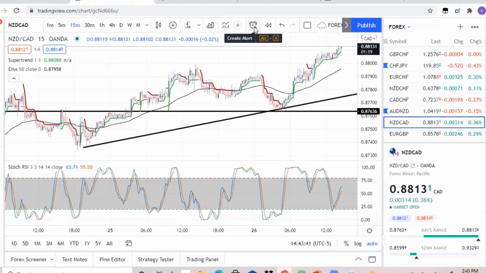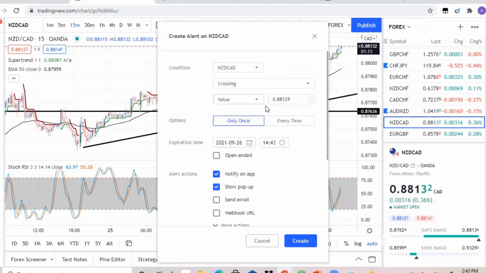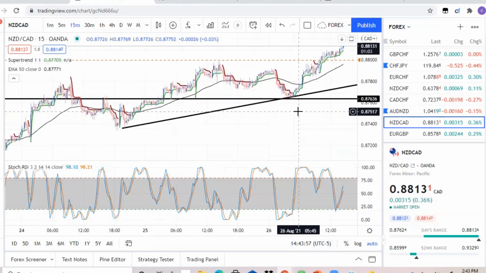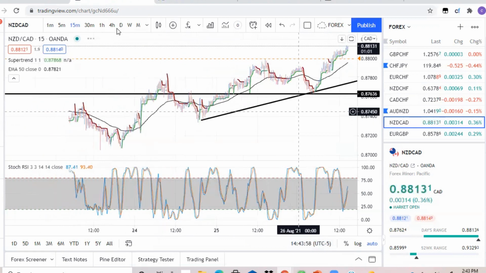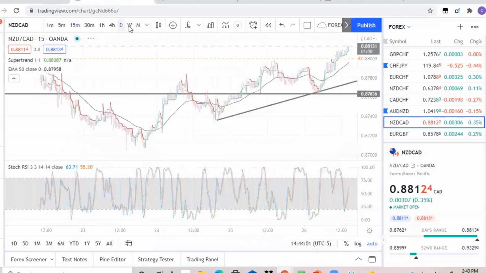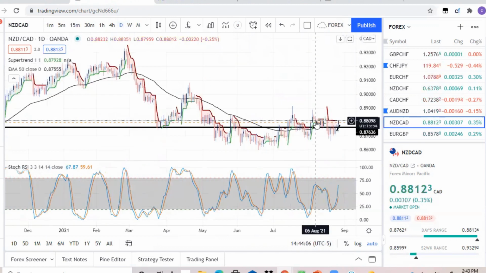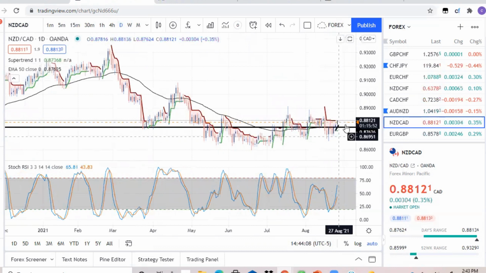And for the last thing that I would like to go over, you have the alerts. So let's say you want to create an alert for when the market comes back down to 88,000. Create that alert. Whenever the market comes to that zone, that's when I'm ready to get in for a buy. So that's how you're able to create an alert.